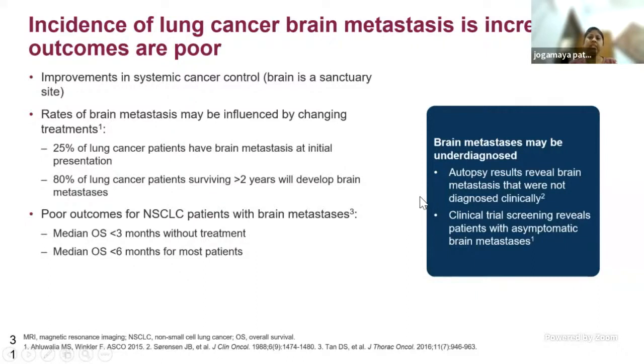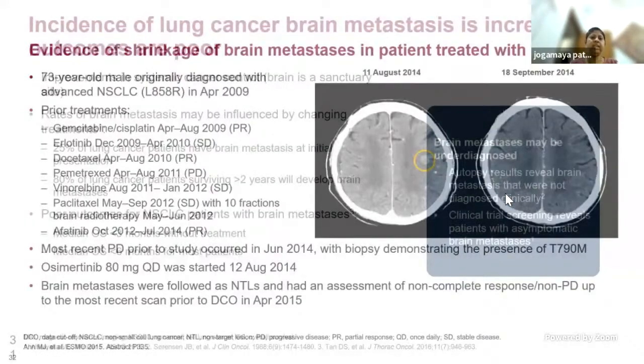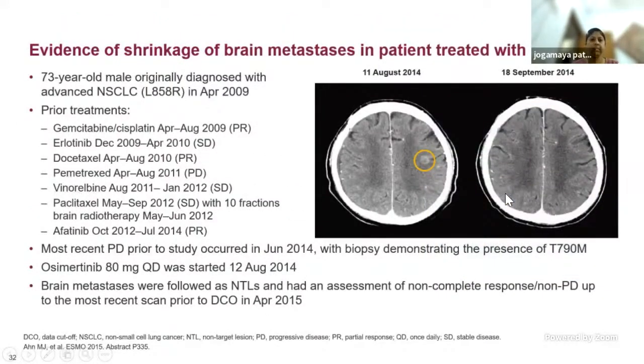In many cases, brain metastasis has been found in lung cancer patients who have died, and autopsy results have revealed brain metastases which were not diagnosed clinically. That means they were asymptomatic brain metastases. So there is some evidence of shrinkage of brain metastasis in patients treated with osimertinib.